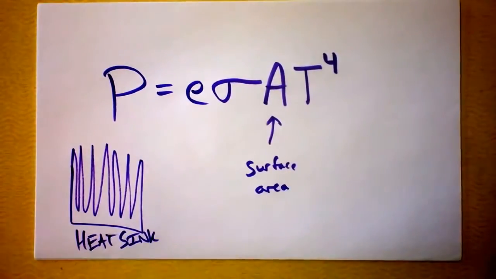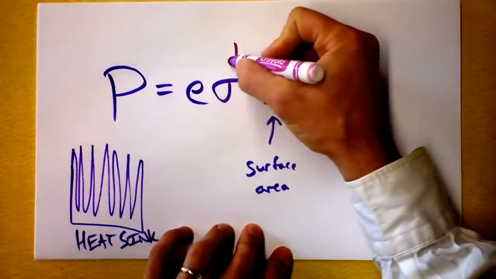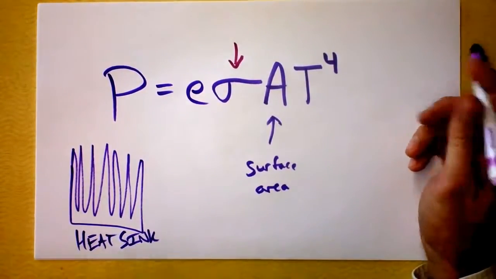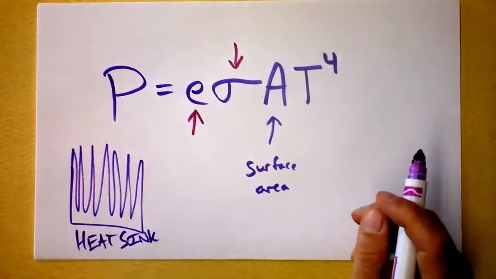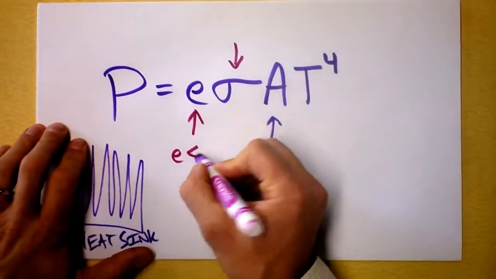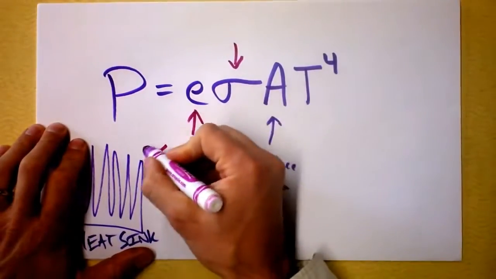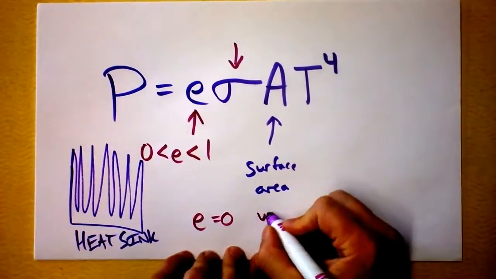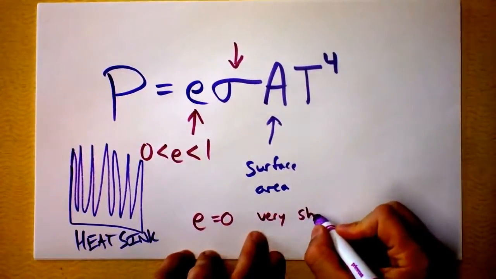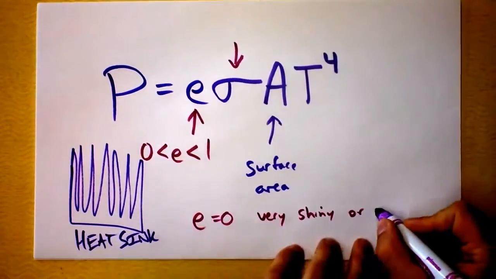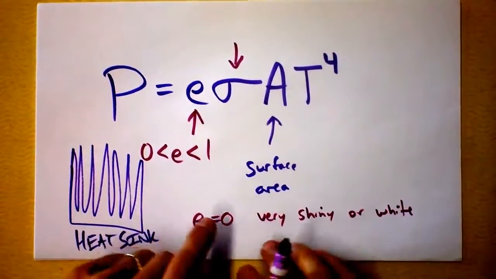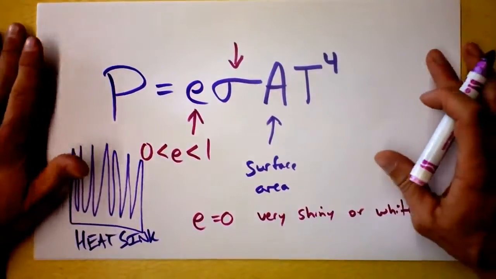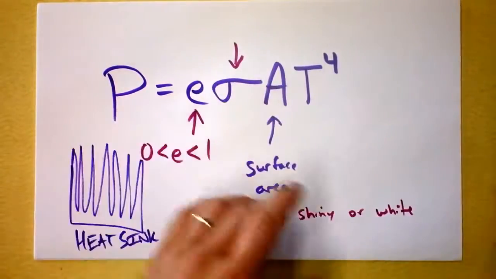But we need to address these other two variables. This guy right here, sigma, what could sigma be? Let's talk about E. E is a number that's in between 0 and 1, and it talks about how emissive the surface is. So an E of 0 would mean very shiny or very white. So those materials are not very good at radiating heat because they actually trap heat inside of them. They're also not very good at absorbing heat. E is very much a symmetric thing.